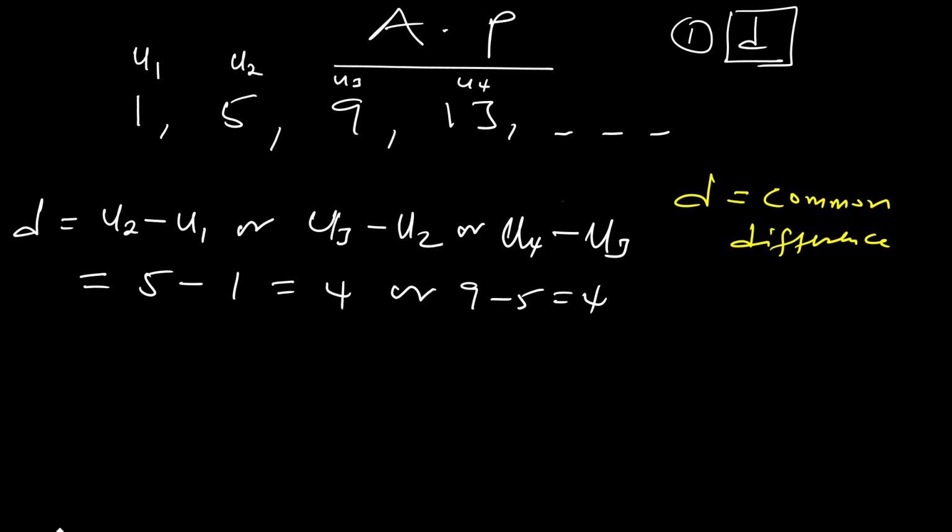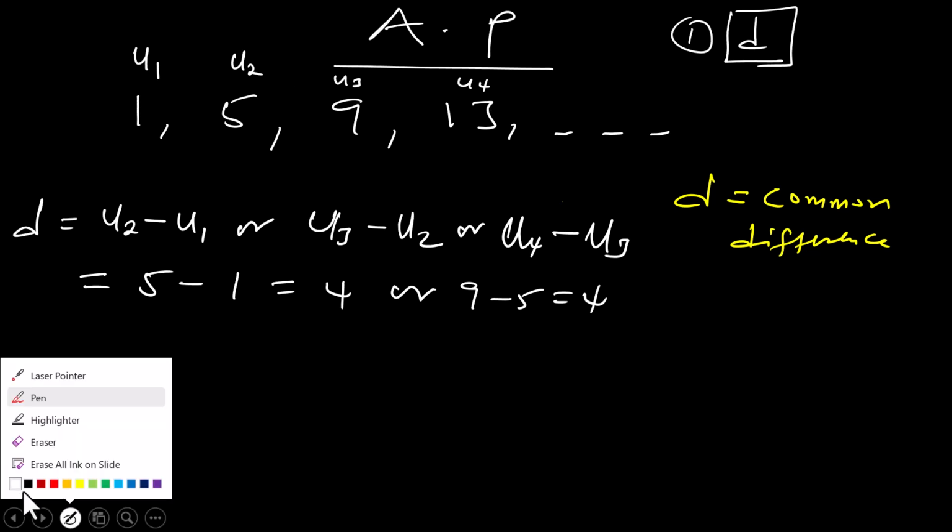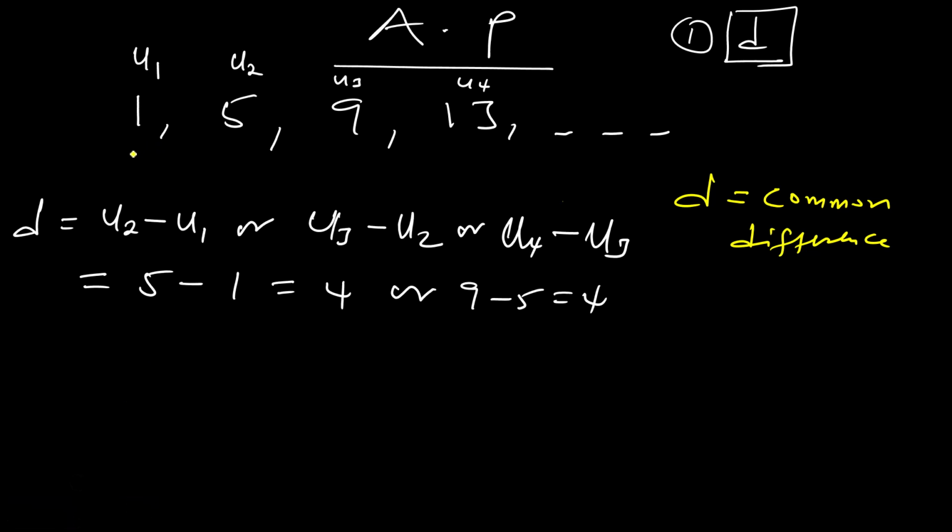All right. Now, always the first digit is called the first term. So we use A for that. So A is the same as the first term here. The first term here is 1, and the common difference is that.